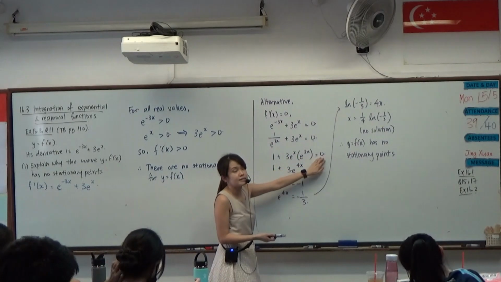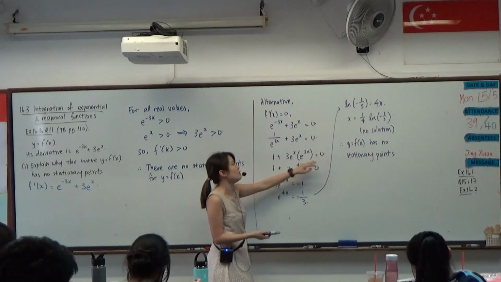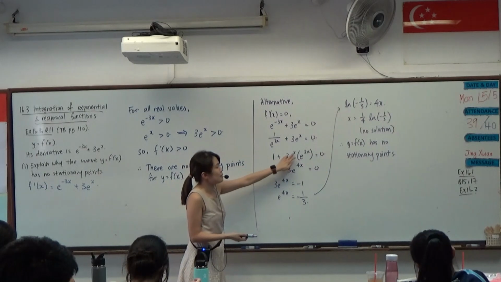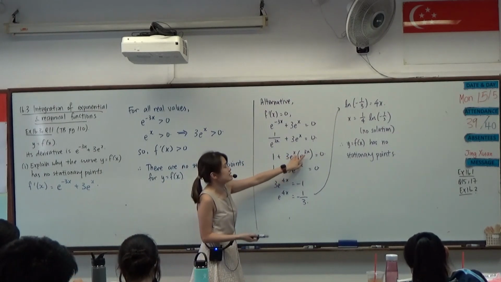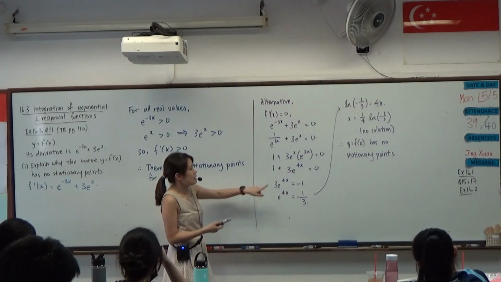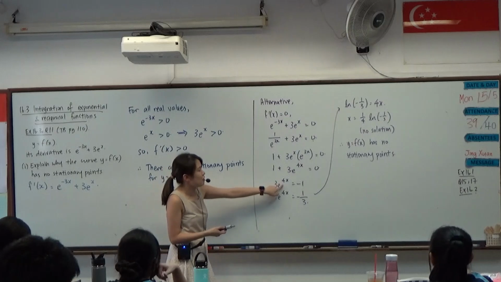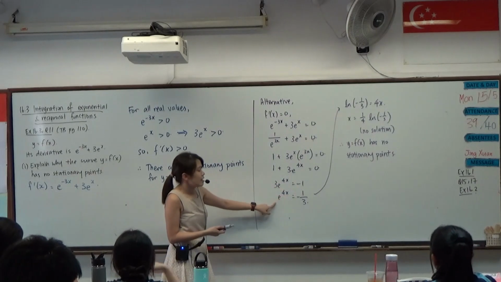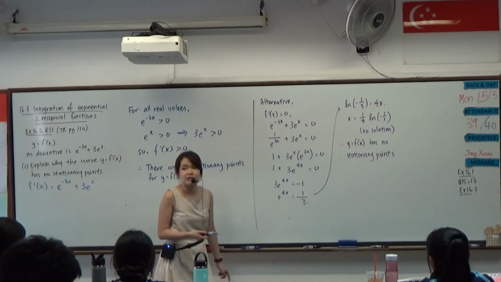On the right hand side, 0 times anything becomes 0. Then e to the power of x times e to the power 3x is the addition of your two powers. That's why it becomes 4x. And then we get 3e to the power of 4x equals negative 1. Hence, e to the power of 4x equals negative 1/3.